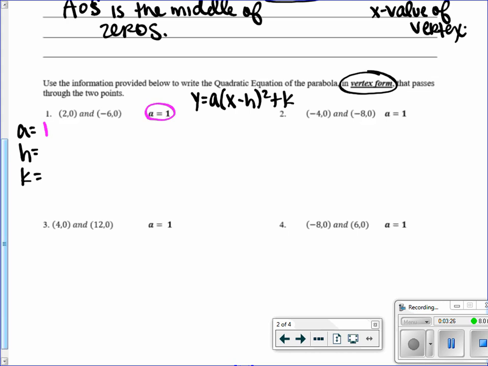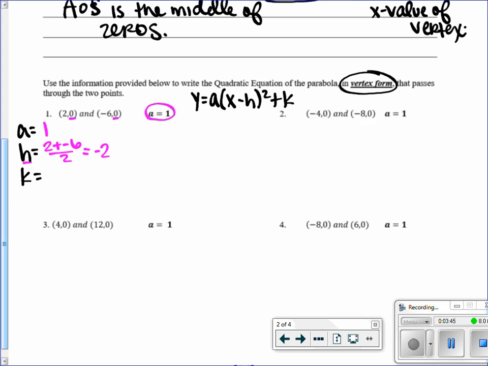We're not given an h or a k, but we're given 2 points. Those points are 2 solutions because they both have y equaling 0. So that means that's going to help us get our h value. Add them together, and then divide by 2. So that h value is -2.